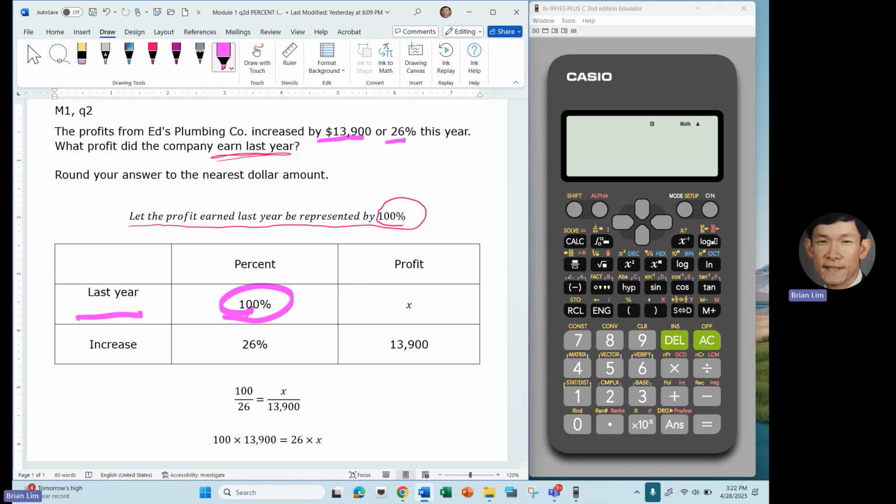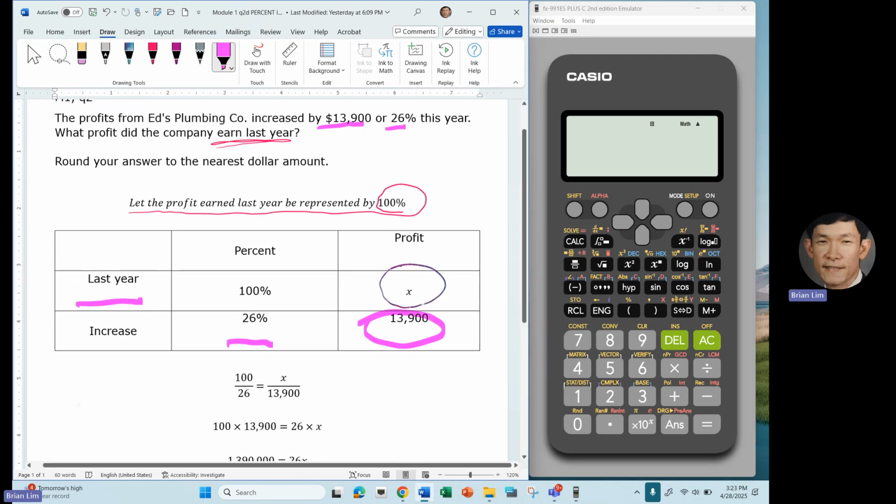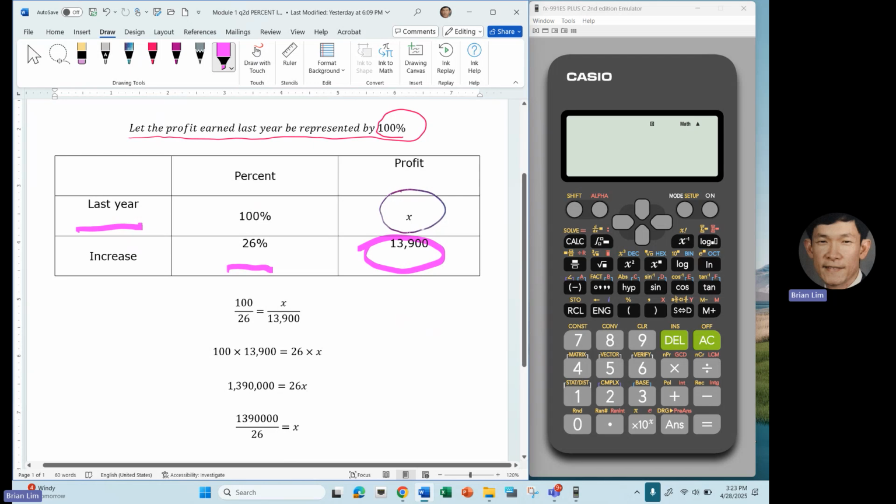Okay, so last year is 100%. Now, what was the profit last year? Well, we don't know. That is what we are looking for, or we are seeking to find. All right, is the profit from last year, which is indeed this amount right here, the X. Now, the increase we know, there is the increase right here, 26%, and that amount is actually $13,900. So what we can do is to create an equation that looks like this here.